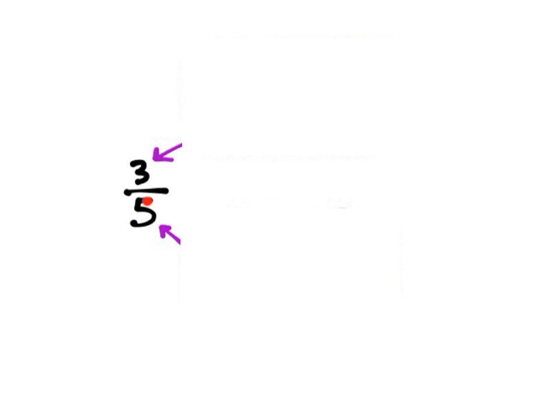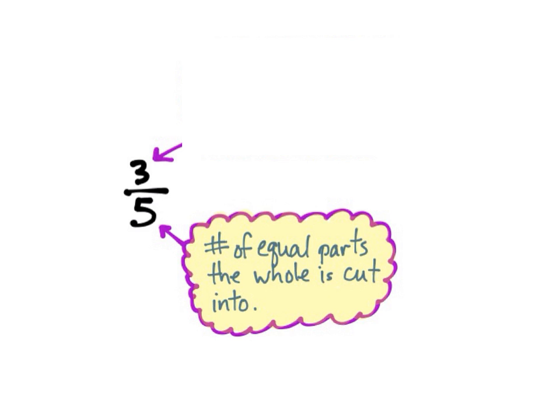A lot of times they just see this as two numbers, one on top of a line and one on the bottom of a line. They don't see this as a number. And ultimately, we want them to see this as a number, not two numbers. And so we're always going to be reviewing what this fraction means. So what does the 5 mean? It's the number of equal parts the whole has been cut into.